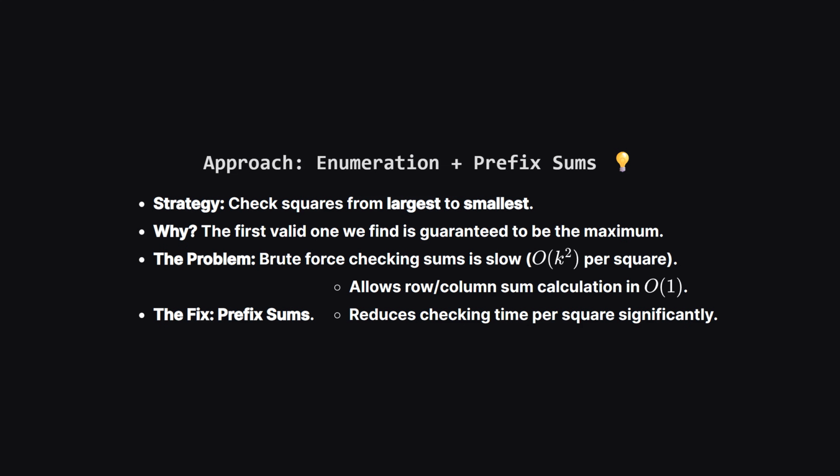The tricky part is verifying the sums quickly. If we sum up every row and column manually every time, it's too slow. This is where prefix sums come in. They let us calculate the sum of any chunk of a row or column instantly.